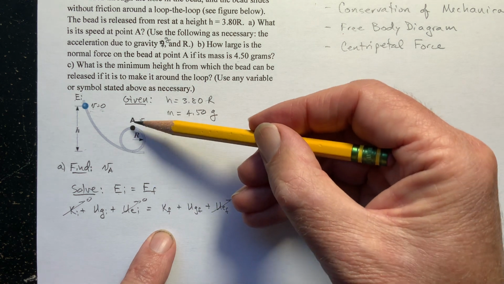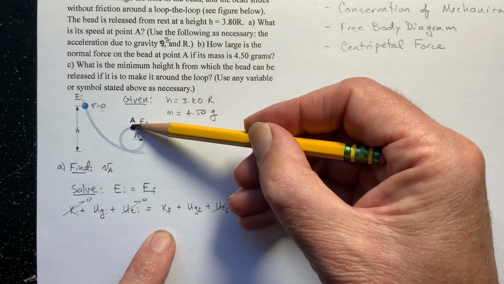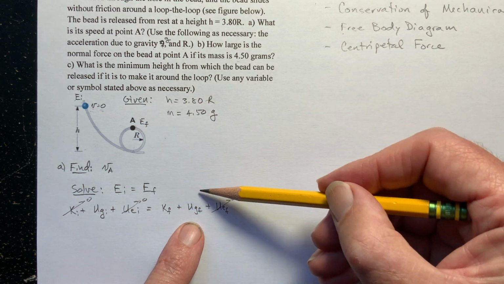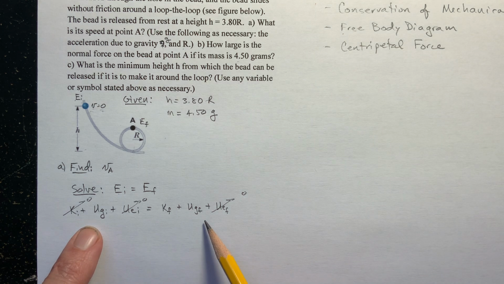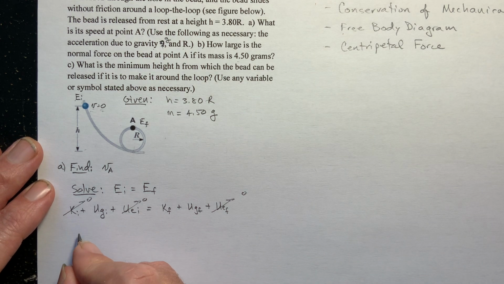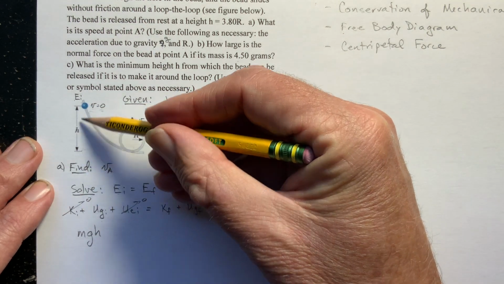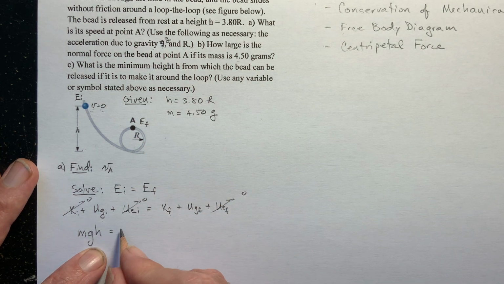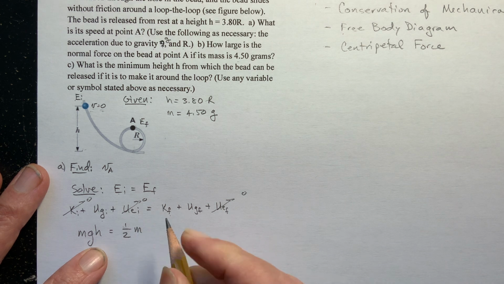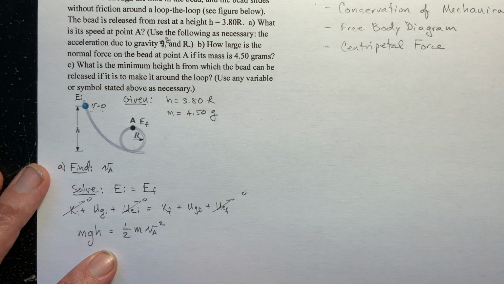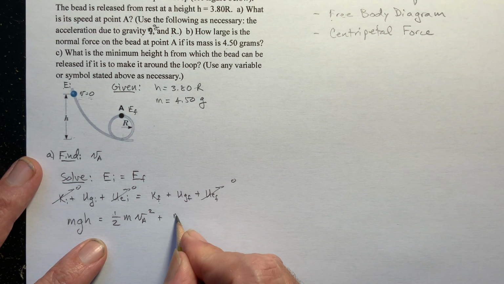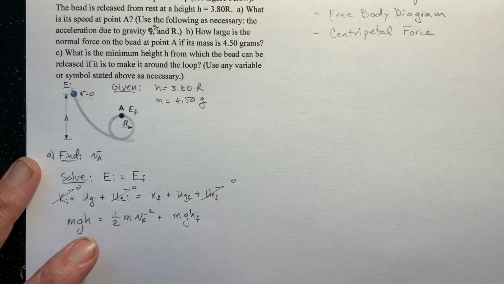Now at the end, this bead is going to be moving at point A, so it's going to have kinetic energy, and it has height, so it's going to have gravitational potential energy. So this is what I'm left with. Gravitational potential energy is mgh initial, and then this is the kinetic energy at point A. Kinetic energy is 1/2 the mass times its velocity squared. And then at the end, it's going to have its final height, mgh final.